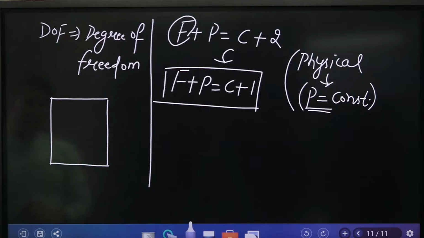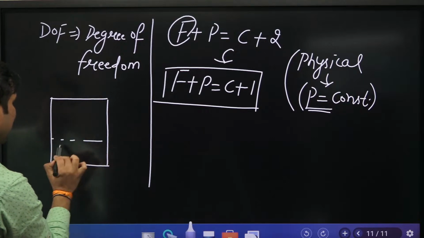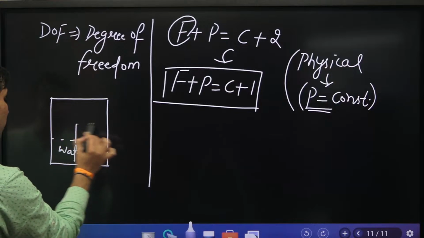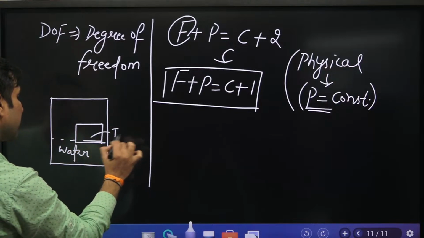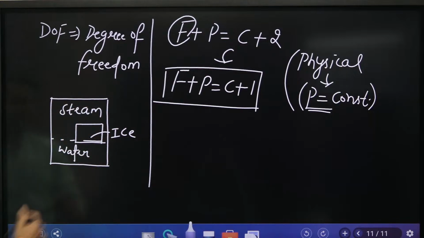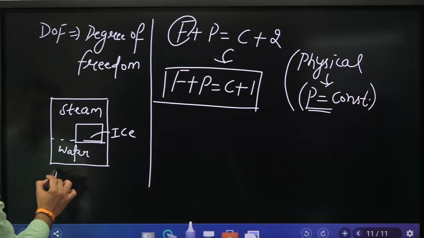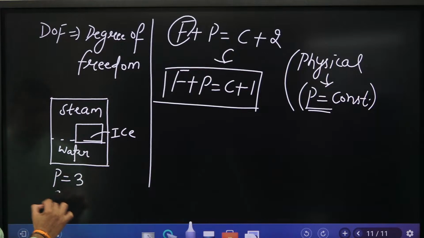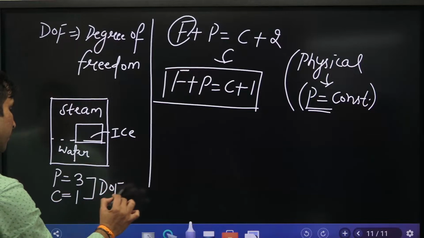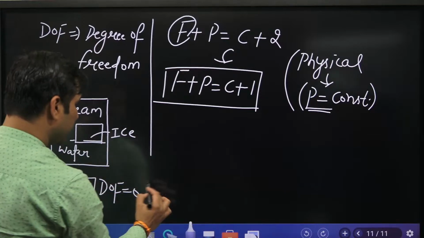Let's suppose if I will give you a case here, you are having water. Okay, you are having ice also, and you are having steam also. Okay, in some container you are having water, ice, and steam. So how many number of phases? Number of phases are 3. How many number of components? Number of components are 1. So what is the DOF? DOF will be 0.